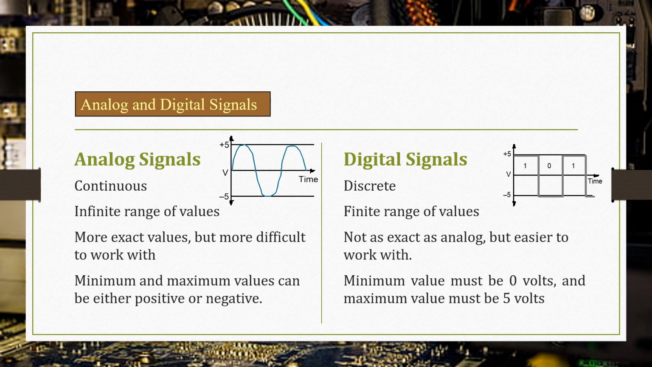The minimum and maximum values in the analog system can be either positive or negative. That is, it can take the values within the plus 12 volt to minus 12 volt, right? So it can have the values as either positive or negative. But in the case of digital systems, the minimum value must be 0 volt and the maximum value must be 5 volt.